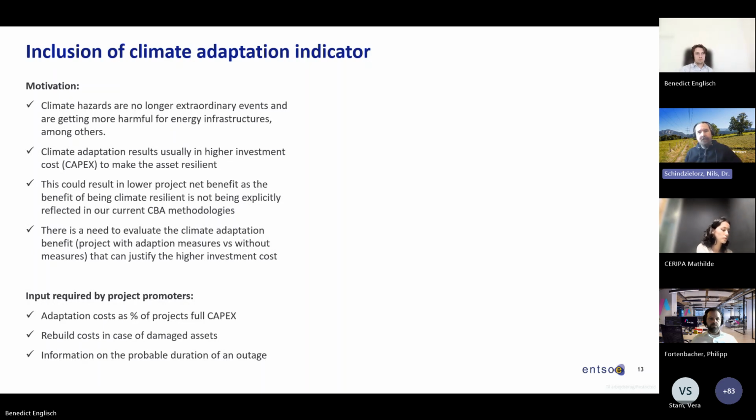But what we need here is the fraction of the cost that is caused by the climate adaptation measures. So what part of the total capex is because of this additional effort of making the project ready for the future. And this has been then asked to the project promoter as a percentage of the capex.